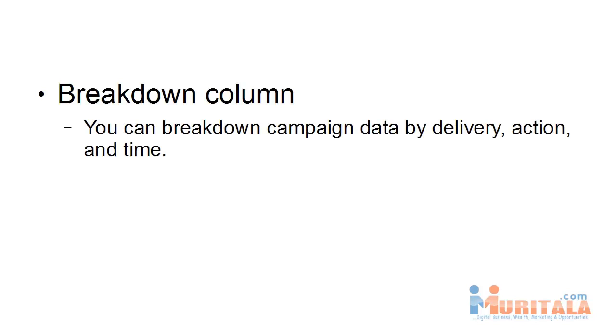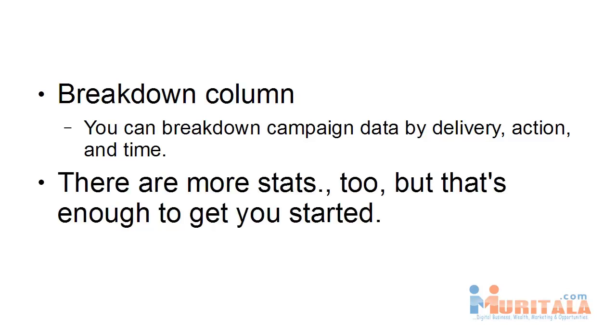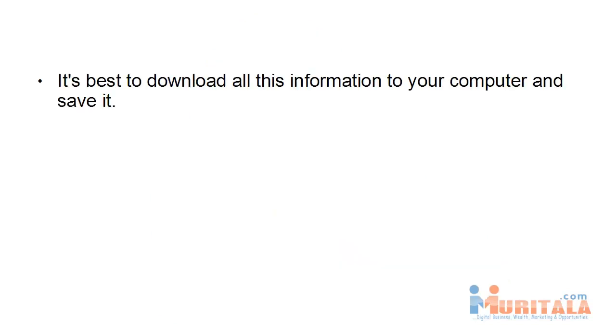You can also take a look in the breakdown column, and you can break down campaign data by delivery, action, and time. Now, there are more stats too, but I think that's enough to get you started. Now, at this point, you might be on information overload and not know what to do with all this data. It's best to download all this information to your computer and to save it. And then you can open it up as a spreadsheet.